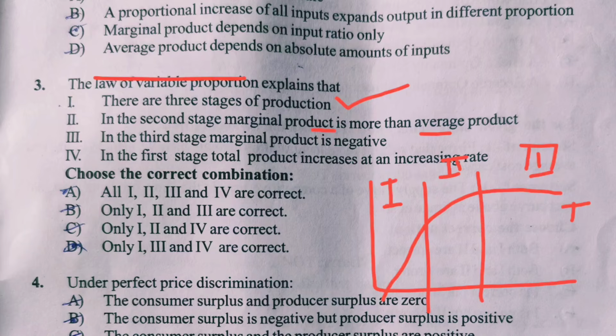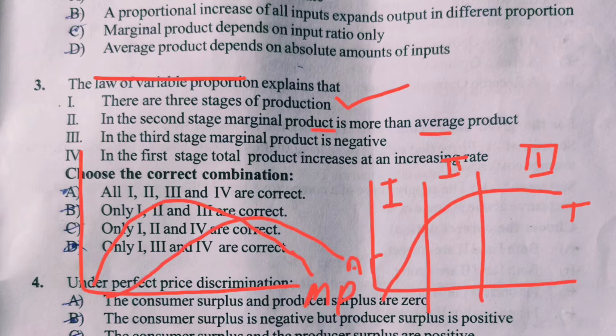So if I draw the relationship between average product, let us say this is our marginal product and this is our average product. What happens in the second stage? Marginal product is in fact less than the average product. So this is an incorrect statement. In the third stage, the marginal product is negative. Yes, in the third stage, we will get the marginal product as negative.